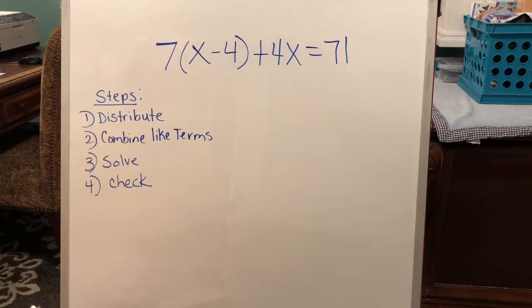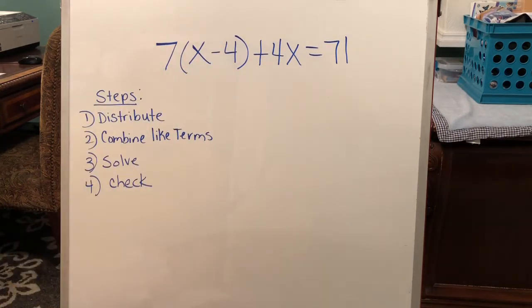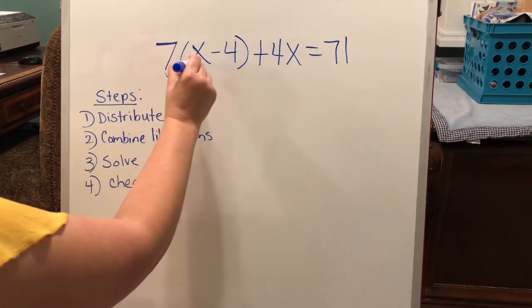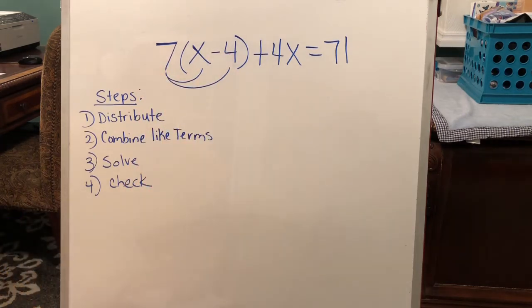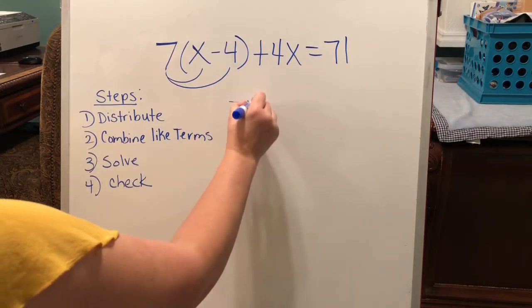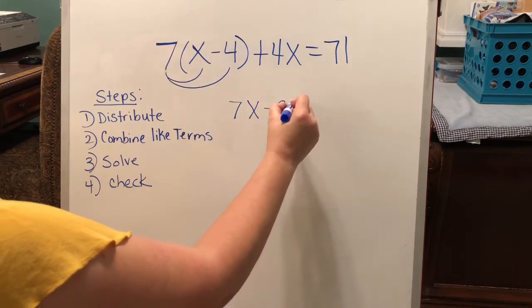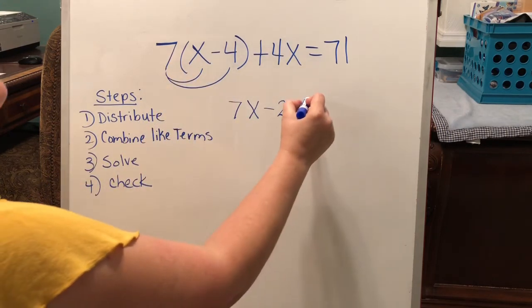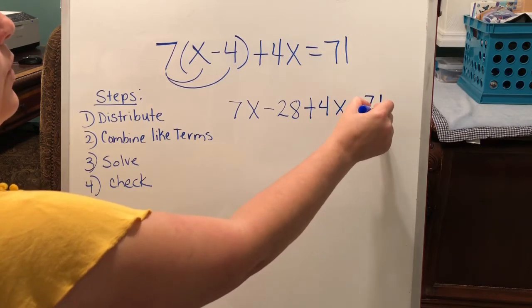When solving an algebra problem, the first thing you want to do is check to see if there's any distribution. Here we have a parentheses and a 7 sitting outside the parentheses, which tells us that we're going to need to multiply. In order to do that, we need to distribute the 7 times the x and the 7 times the -4. So our first step is going to be to distribute: 7x minus 4 times 7 is 28, so a -28. And now the parentheses can come off because we've done our multiplication, and we have plus 4x equals 71.